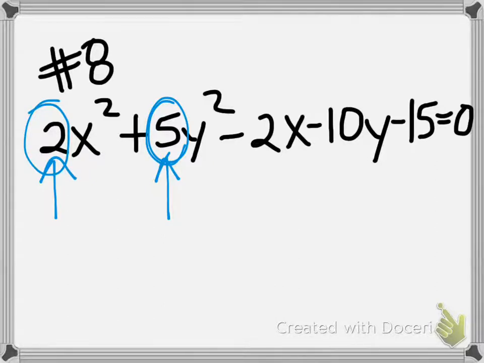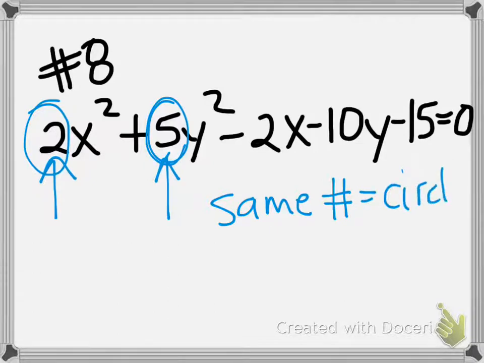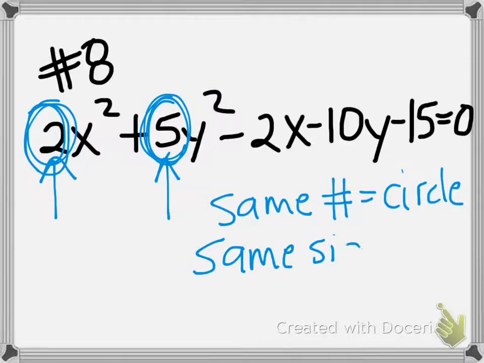Those are the only two numbers we're looking at. And here's how this works. If these two numbers are the exact same number, then it means it's a circle. Well, this one's obviously not a circle because this number's a 2 and this number's a 5. If the two numbers are the same sign, as in they're both positive or both negative, then that gives you an ellipse, which looks to be what's happening here. 2 is positive, 5 is positive, so it looks like we're going to have an ellipse.